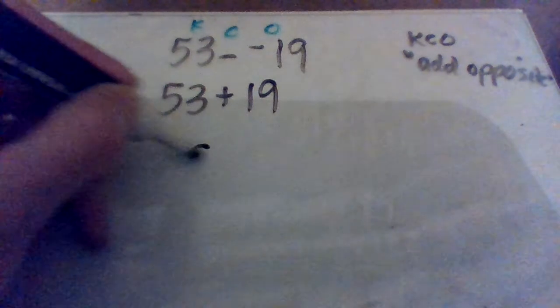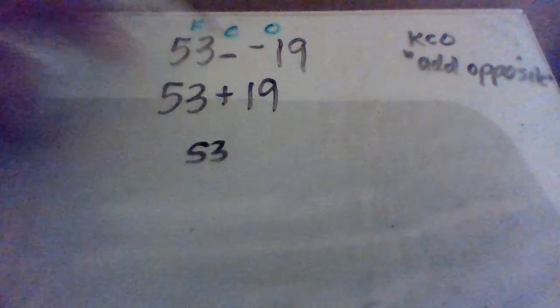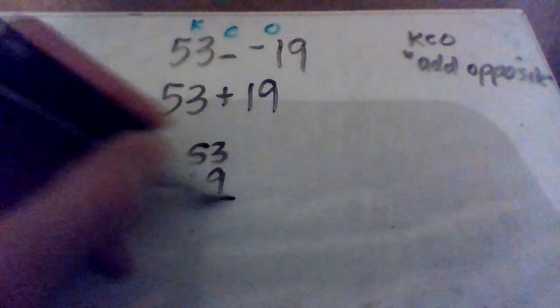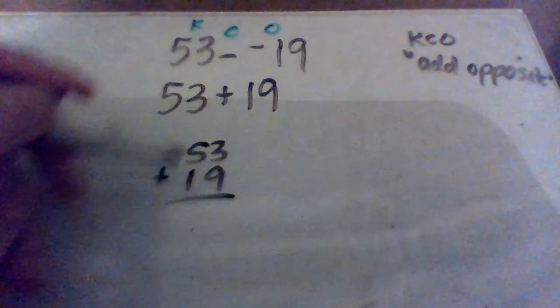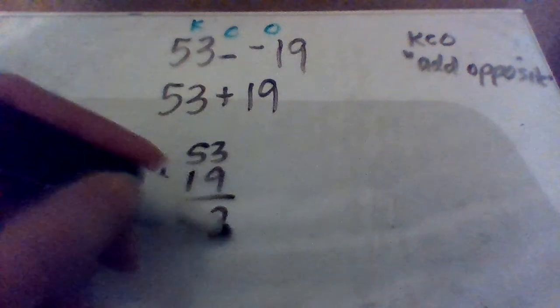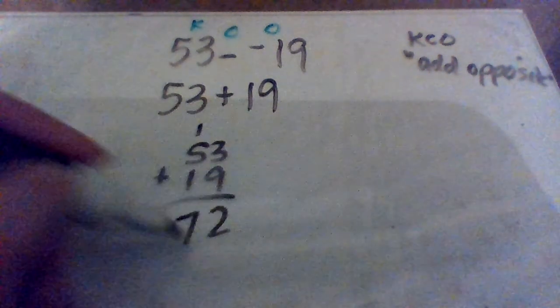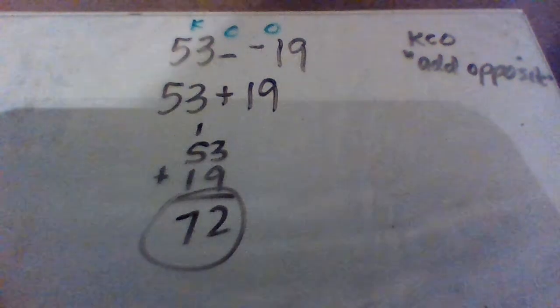Okay, so then this is the same. If I have a positive plus a positive, that's like when you were younger and you guys were doing that. So I just do this as my addition problem. So 3 plus 9 is 12, carry my 1. 1 plus 5 is 6, plus 1 is 7. So my final answer is 72.